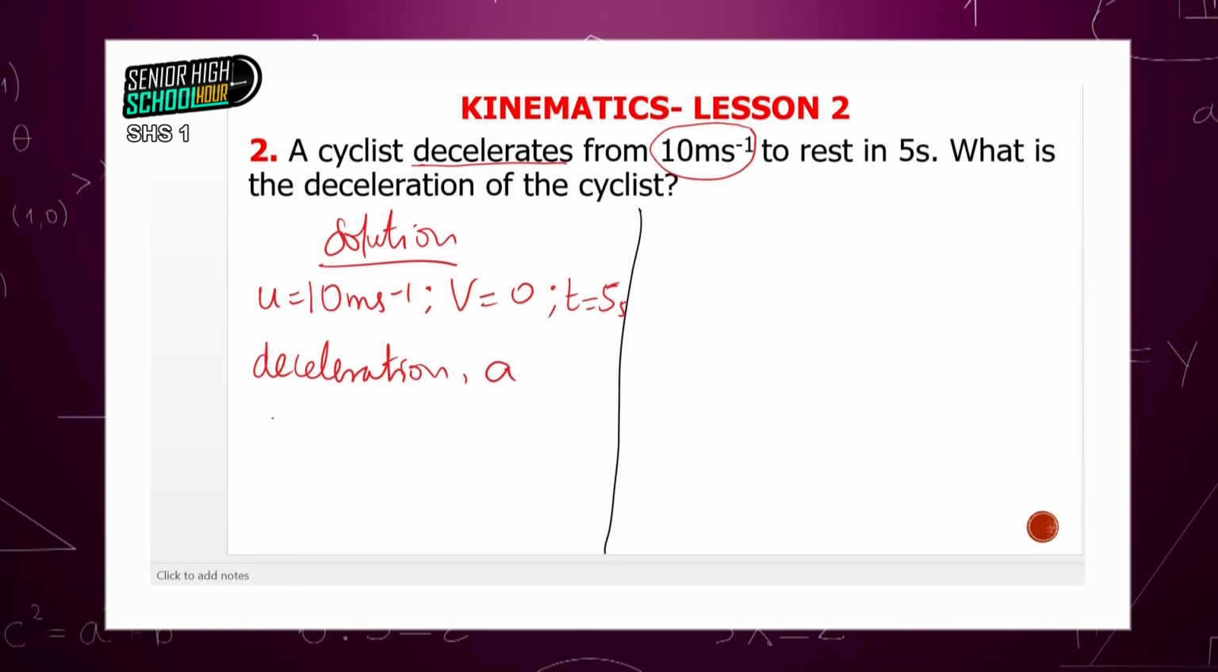So I'll say deceleration is maybe A. And the formula says A is the change in velocity, so final velocity minus initial velocity over time. The final velocity is 0, initial velocity is 10, and the time is 5. So A will give us minus 10 on 5, which is minus 2. Then don't forget the unit, meters per second squared. So it confirms what we said earlier, that deceleration is a negative acceleration. So when you find deceleration in the question and your value is not a negative value, then there's something wrong somewhere. Let's look at the last question.